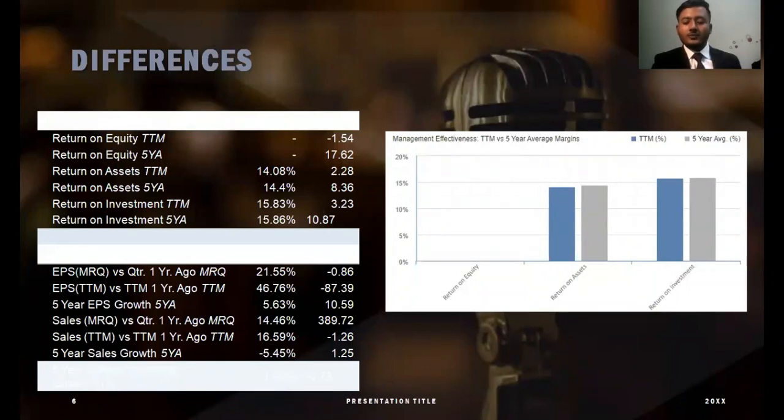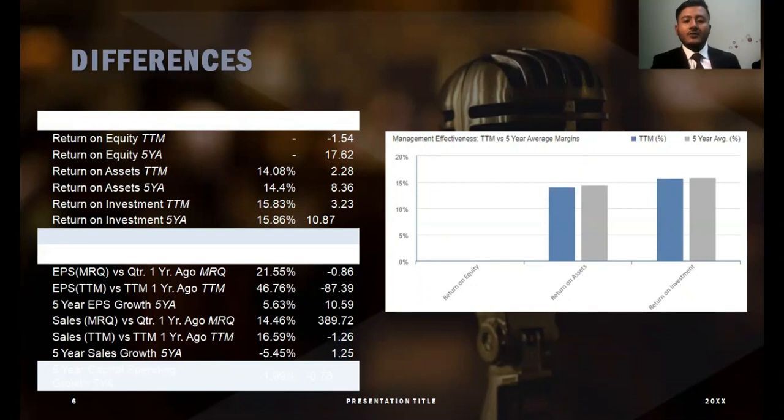In addition to my previous information, I am moving on to the difference. Return on equity last 12 months was minus 1.54. Return on equity last 5 years was 17.62. Return on assets last 12 months was 14.08% and 2.28. Return on assets last 5 years was 14.4% and 8.36.